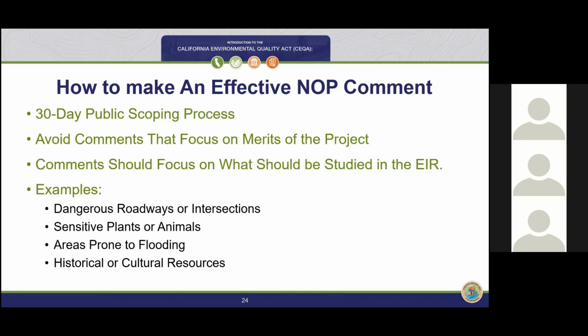Examples of things that would make for an effective NOP comment would be if you're aware of dangerous roadways or poor sight distance at intersections. Those are things that the lead agency should know to look for or to include as part of their analysis. If there are sensitive plants or animals around that you're aware of, that should be noted. Flooding is one that I see a lot, and people will note that if there's development on a project right next to their property, when it rains, this area floods, and if developing a project there is only going to contribute to the flooding, then that's something that should be included in the analysis. And then also if you're aware of any historical or cultural resources around.